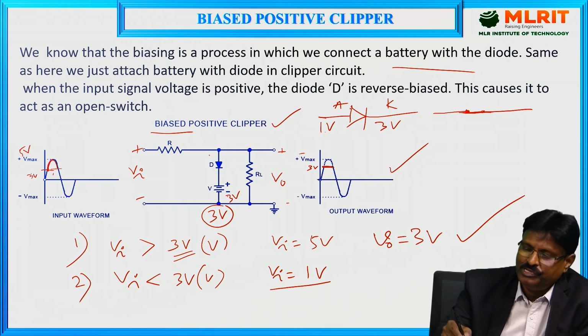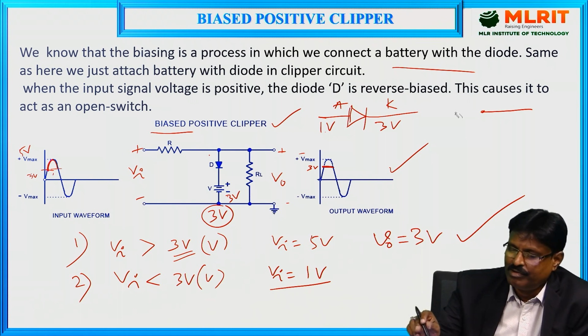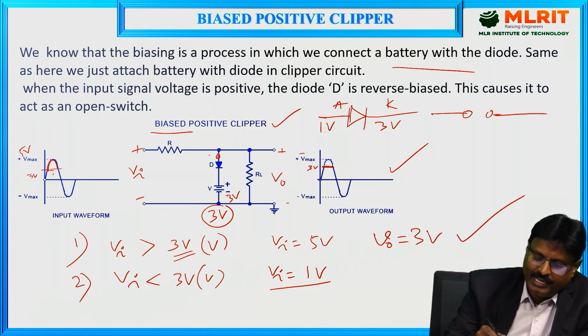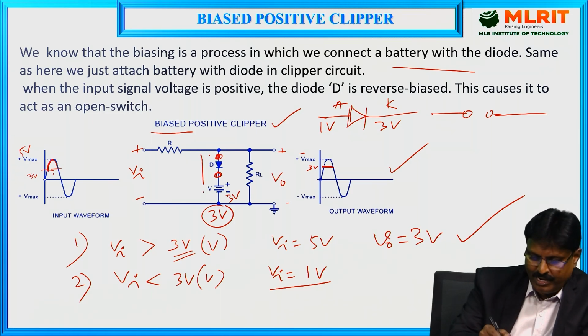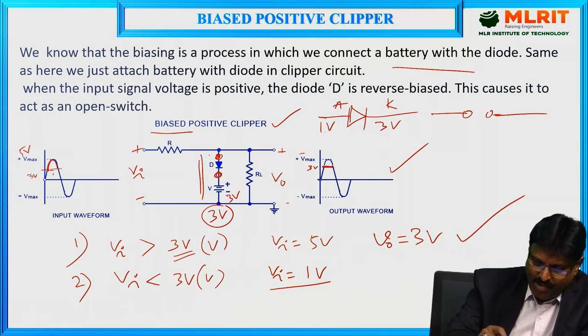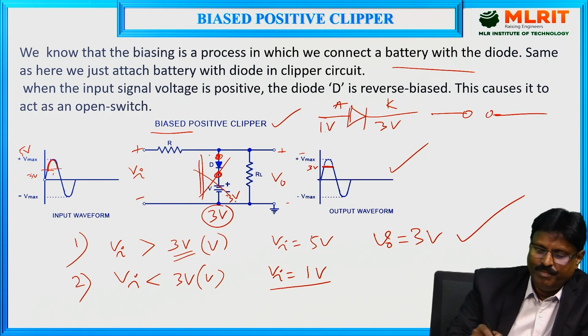Then what happens to this diode? The diode will be reverse biased. It acts like an open circuit. So whenever it is acting like an open circuit, what happens? This particular arm won't be there. Why? Because it is open. This arm is open, so this arm won't be there.